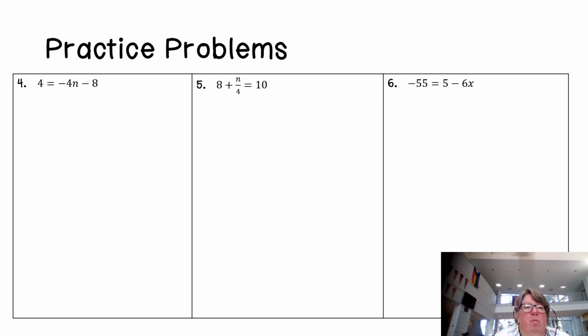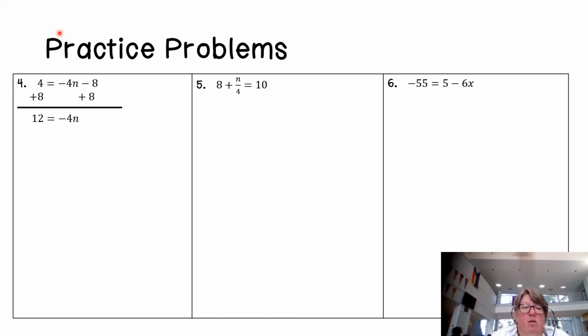So problem number 4 is 4 is equal to negative 4n minus 8. Don't let the fact that the variable is on the right side confuse you. It's the same process. We want to get that variable term alone. So we need to get rid of this minus 8. So we use inverse operations and we add 8 to both sides. So we have 12 is equal to negative 4n.